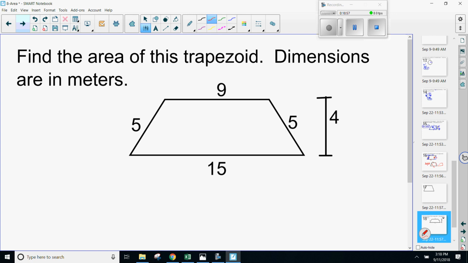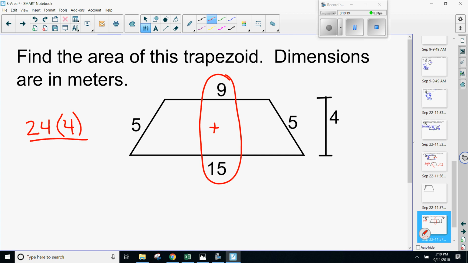All right, so this one, 30 seconds with a partner. Find the area. What shape is it? Trapezoid. Sum of the bases. So I want to add these 2 numbers together, which gives you 24 times the height. What's the height? 5 or 4? 4. Times the height and divide by 2.